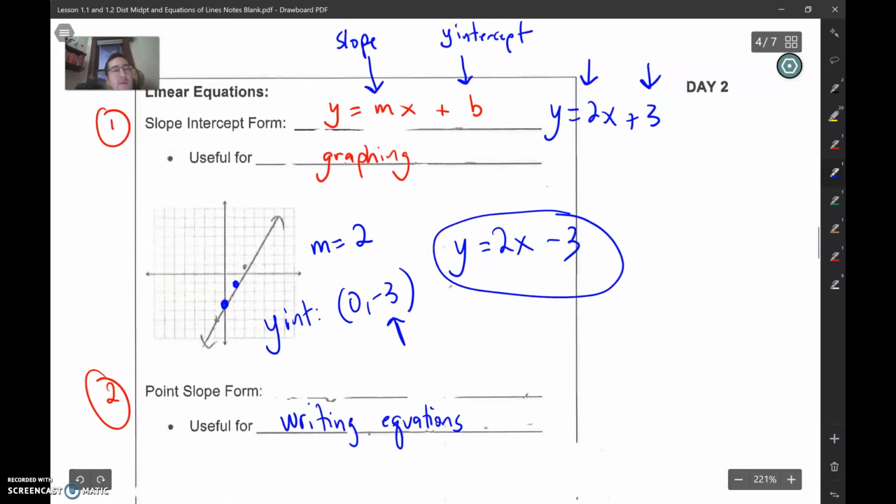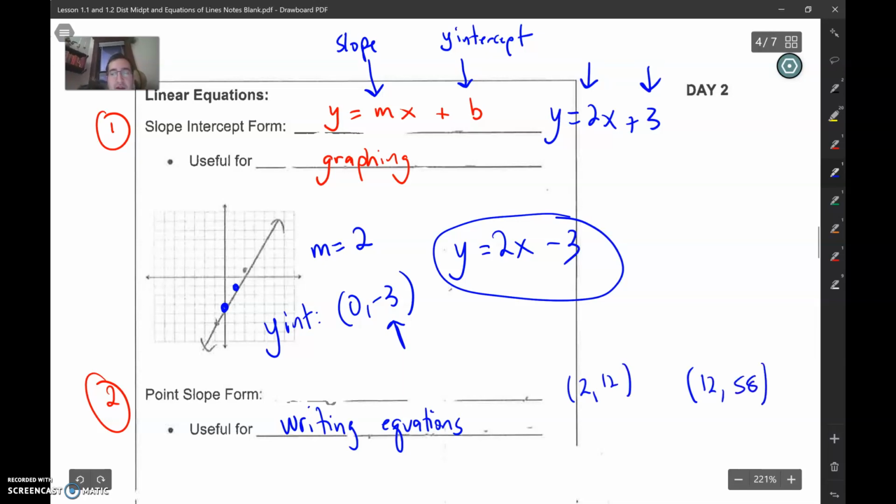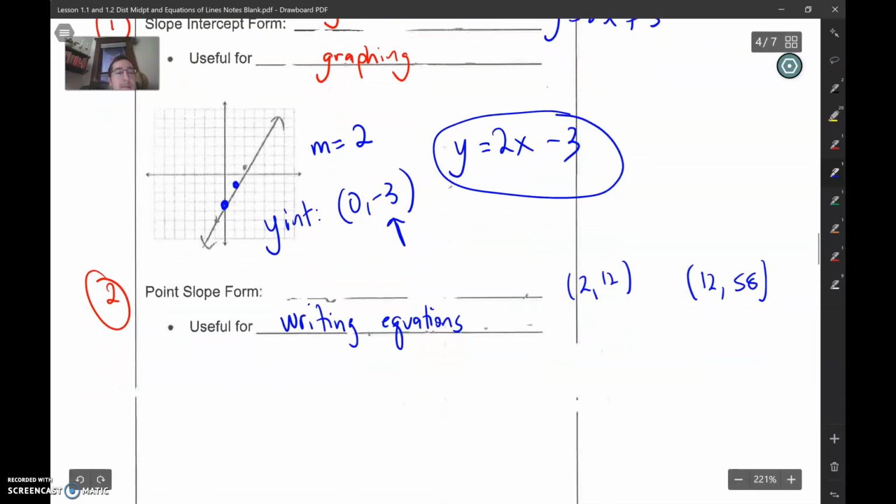For so long in my math career, I tried to make an equation for a real world problem like from the ACT or SAT. They're talking about, you know, so-and-so: when they sold 2 bracelets, they made $12, and when they sold 12 bracelets, they made $58, write an equation. I was trying to use y equals mx plus b to write my equations. But I want you to know that when you need to make an equation to model a situation, point slope is money.